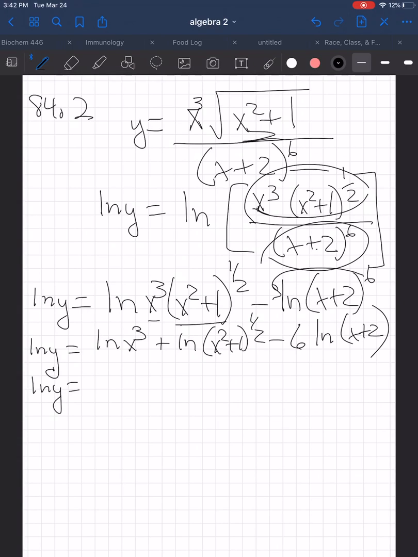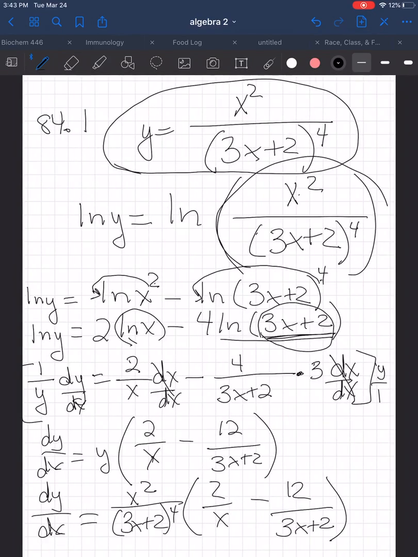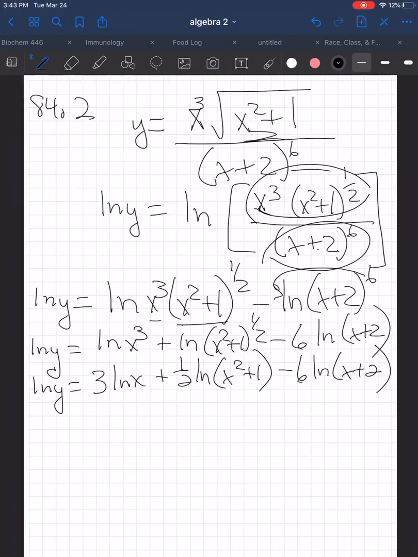Next, simplify again. This will be 3 ln of x plus 1/2 ln of x squared plus 1. And then minus the 6 ln of x plus 2. All right, does somebody remember what we did next? So we wrote everything in terms of the logarithms, and then we took the derivative of each piece.